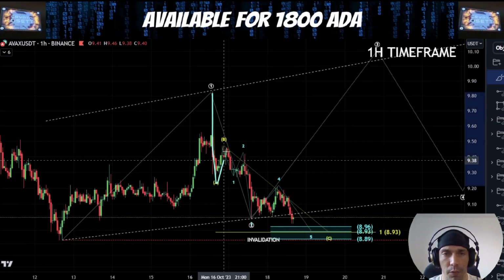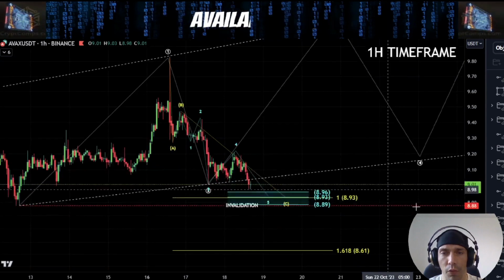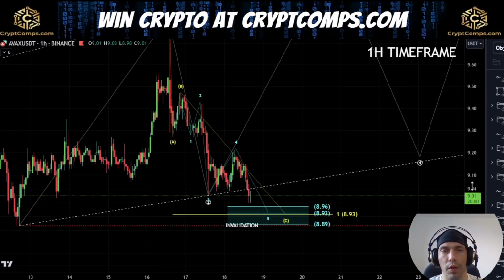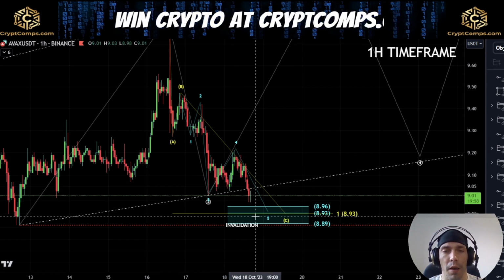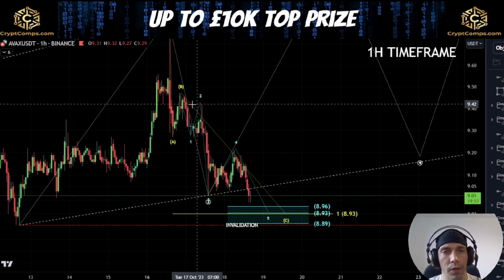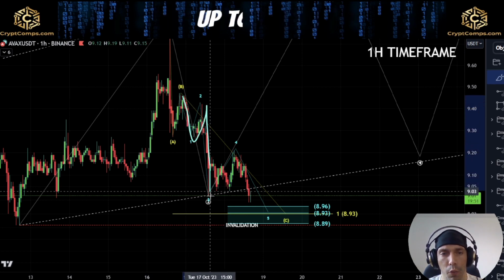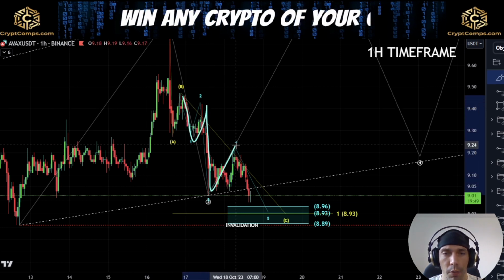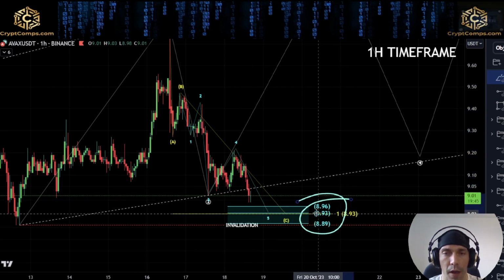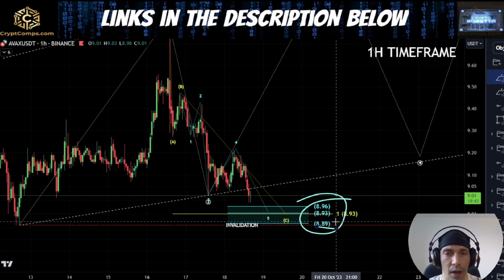So if this just becomes A, B, and C, and we see a move down here towards this 893, but we continue to hold this support, then potentially we could look for a reaction in this zone, and we could look for a bounce to the upside. So the way I'm looking at this is that this is our C wave 1, 2, 3, 4, and we're looking for this move to actually come back down into the zone of this 896 to this 889.